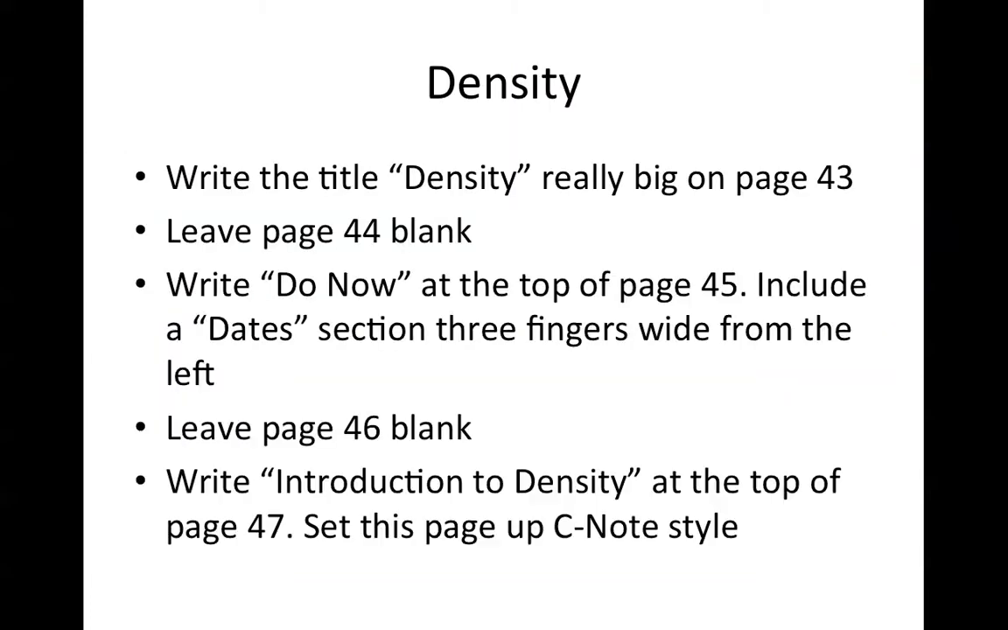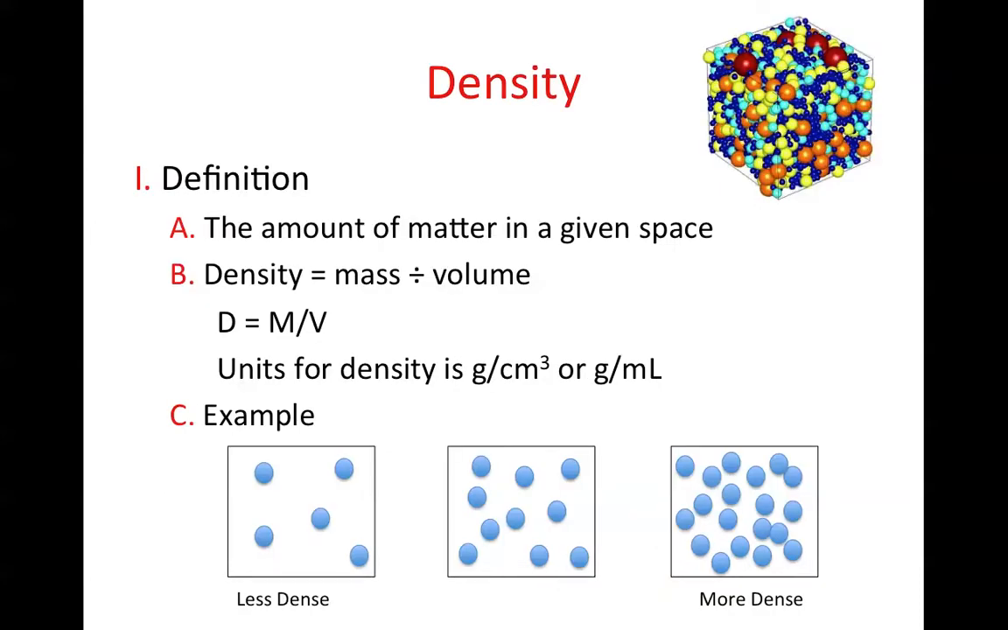Okay, we have all of this stuff. Remember, you can go back and rewind if you missed it. So density, our definition of density is the amount of matter in a given space. And the formula for density is mass divided by volume. Our units for density is going to be grams divided by cubic centimeters because we measure mass in grams and volume in cubic centimeters. So we're just taking those units and dividing them.